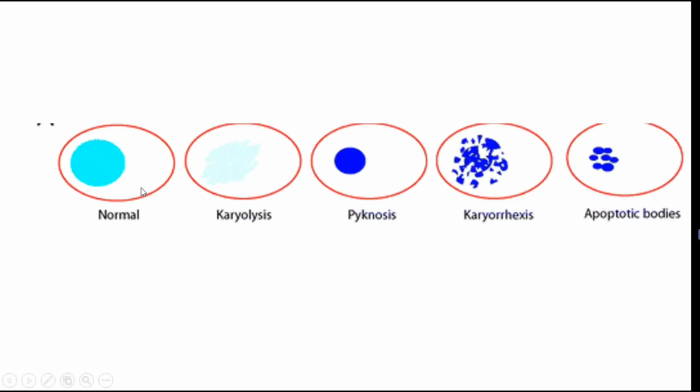Okay, so here is the normal nucleus. Here is the karyolysis, the dissolution and destruction of the nucleus. This is the pyknosis, where the nucleus is shrinking, and this is the karyorrhexis, where the nucleus is undergoing fragmentation. This picture is just for comparison, how it looks when it becomes apoptotic bodies. So this is how it looks microscopically.